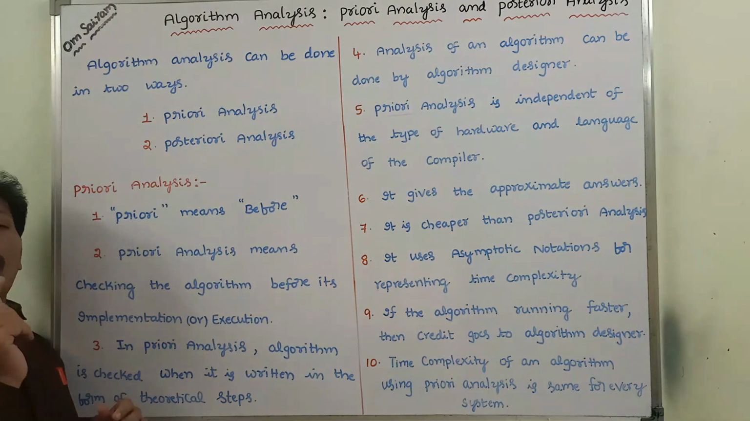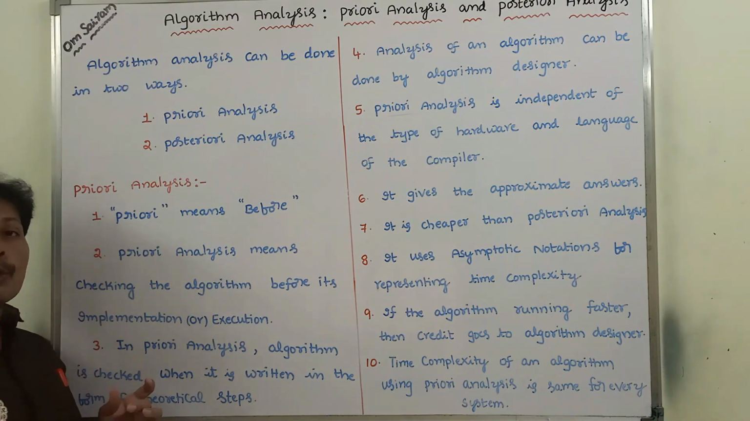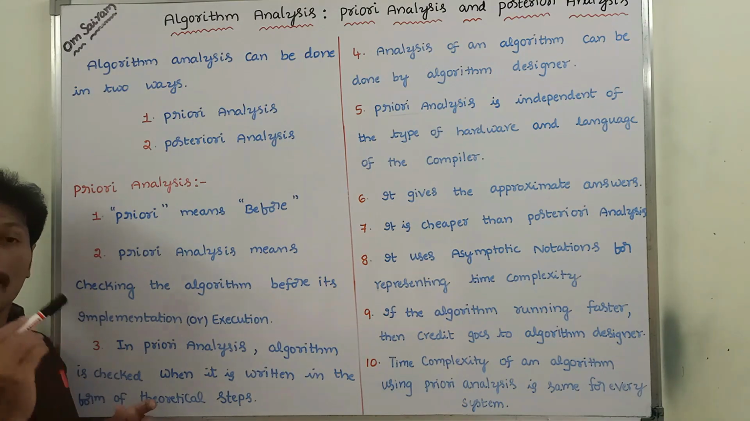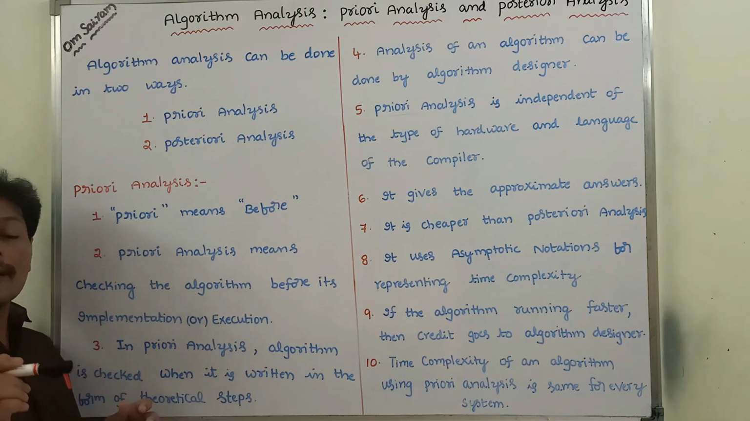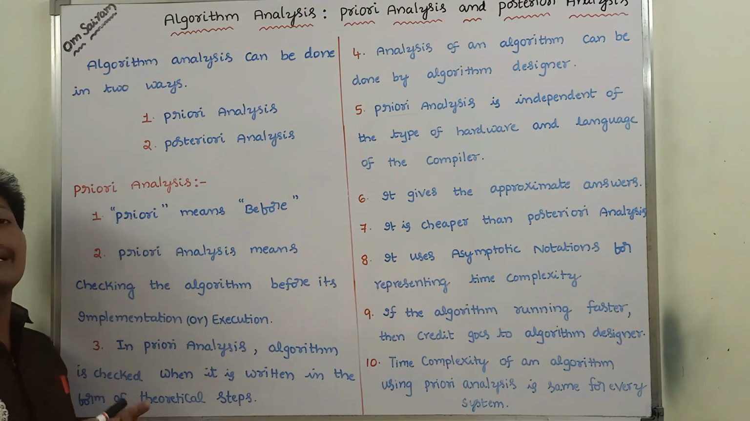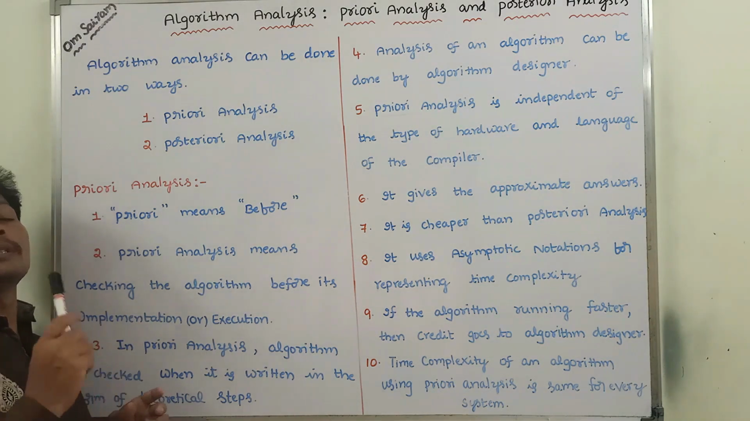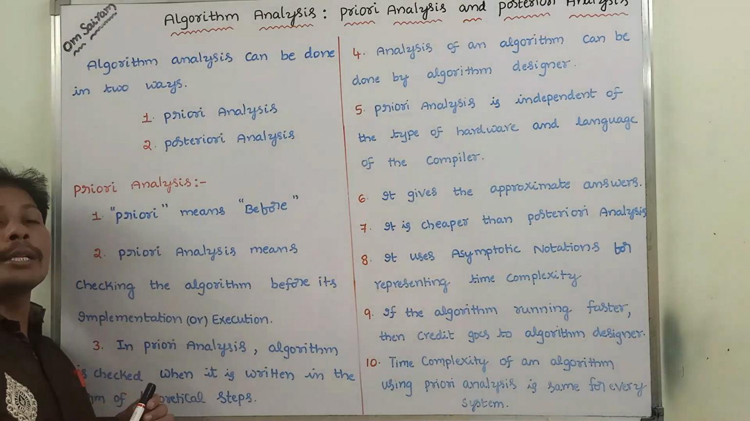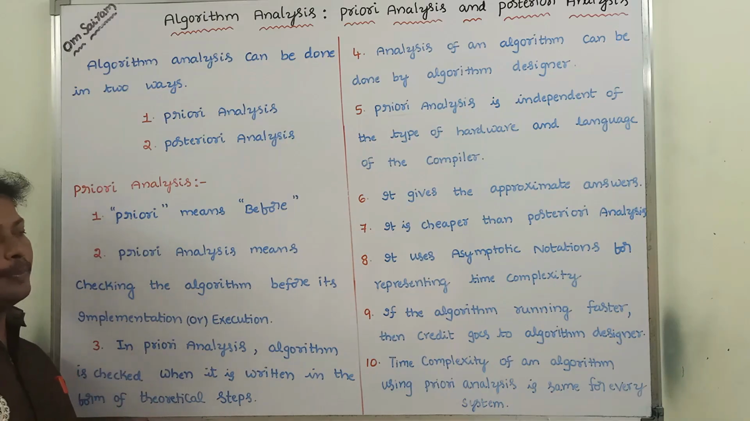Next, if the algorithm runs very fast, then credit goes to the algorithm designer. That means whoever writes the algorithm, if it runs very fast by taking less time complexity and less space complexity, then it is treated as an efficient algorithm. So the credit goes to the algorithm designer, whoever wrote the algorithm.